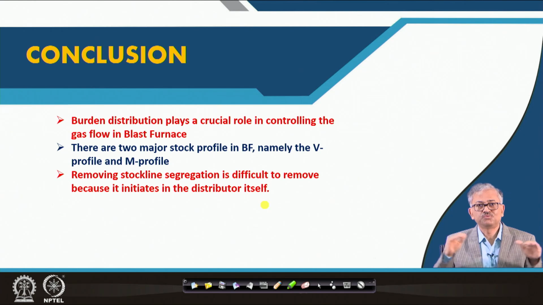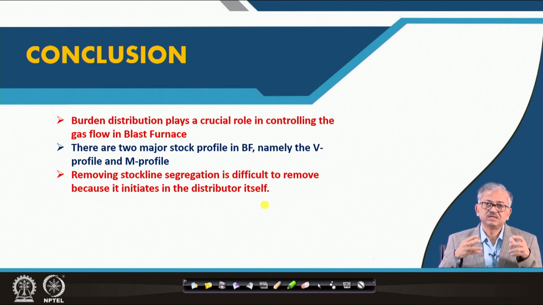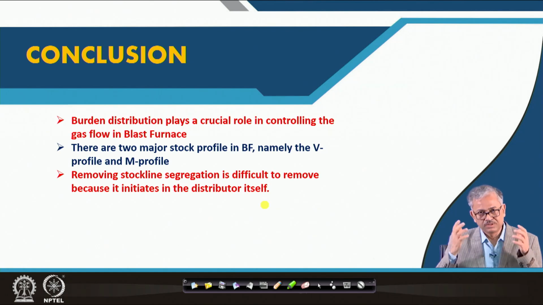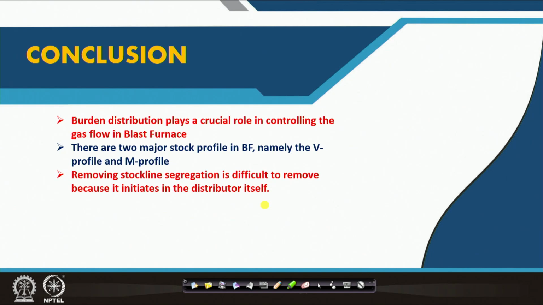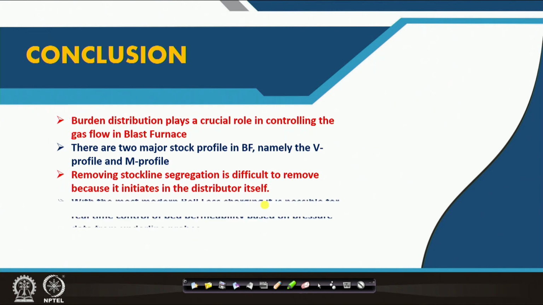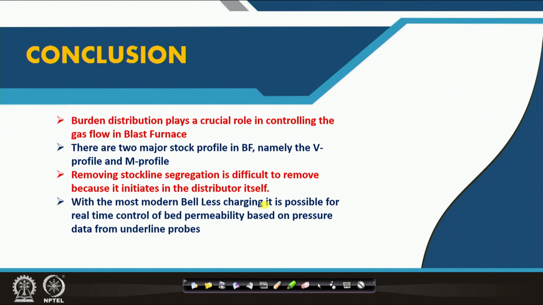And a very uniform system is very difficult to generate. And removing the stock line segregation is difficult because the segregation starts in the distribution system. When you are distributing, the segregation starts from there, and in the stock line also this segregation continues. So removing the stock line segregation is impossible. Okay, it will happen, but you can control it.